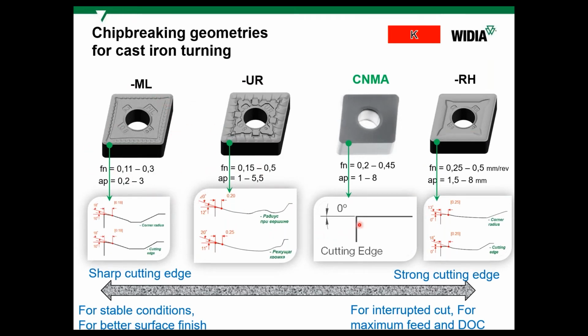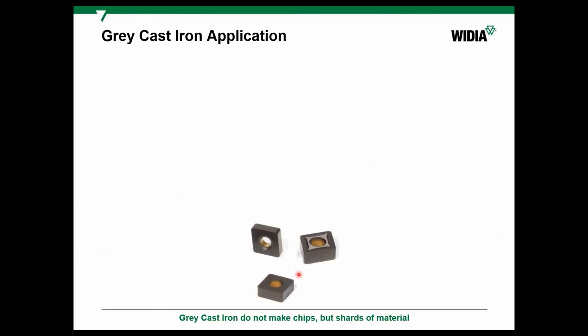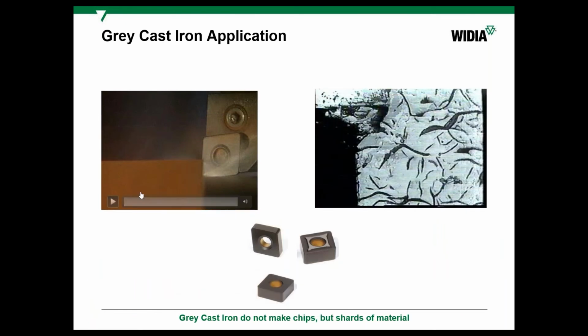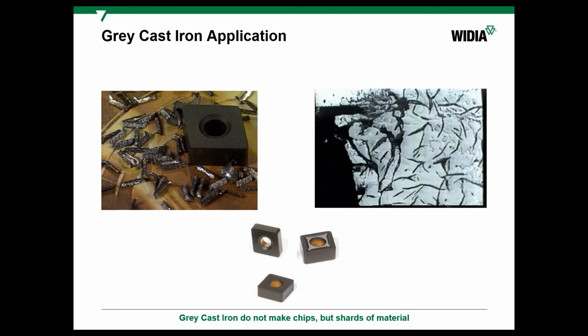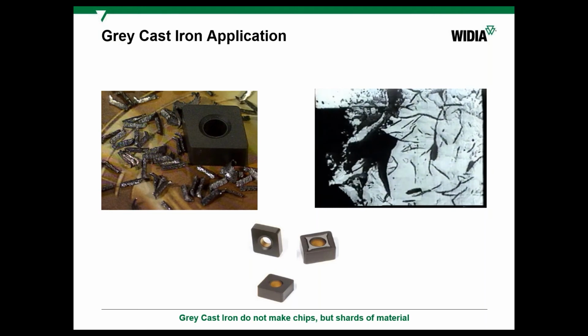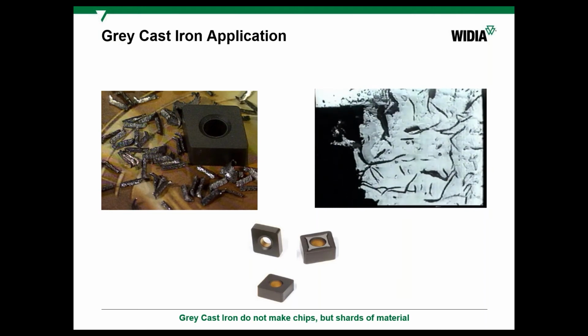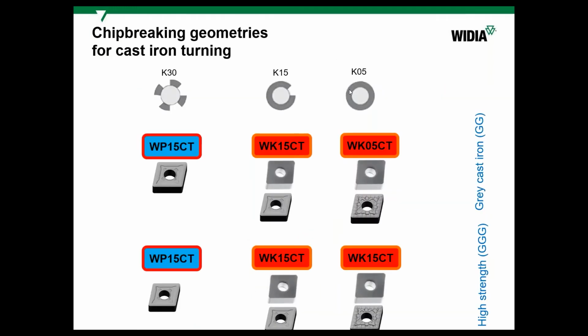Also, we can face chipping of the corners of the component during the turning of cast iron. If this problem appears, we use sharper cutting edges, usually ML or UR with the WK grades. So here you can see what the chip looks like when turning cast iron. It's a short segment chip, and it's almost without any additional contact on the rake area. If the cut is very interrupted, we can use grades for steel for cast iron.